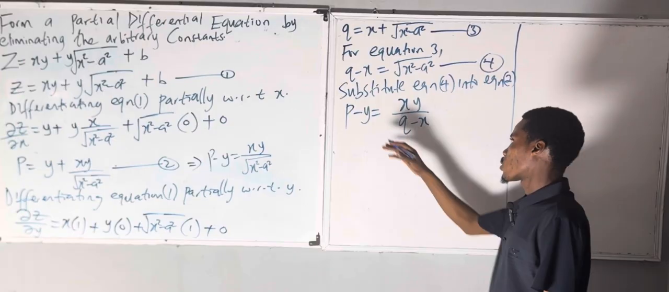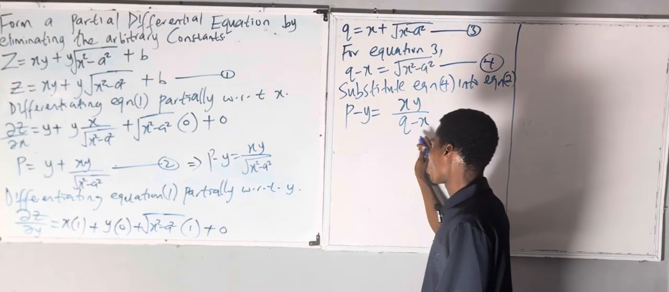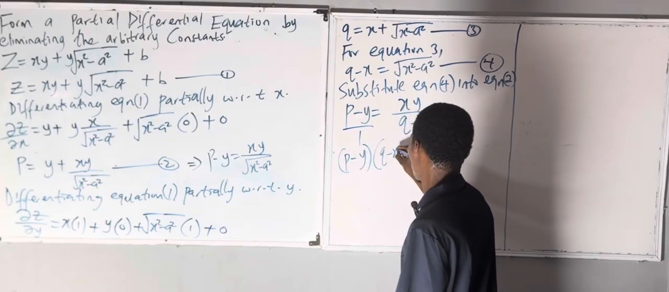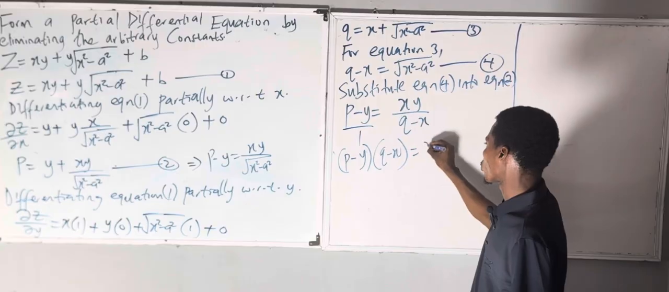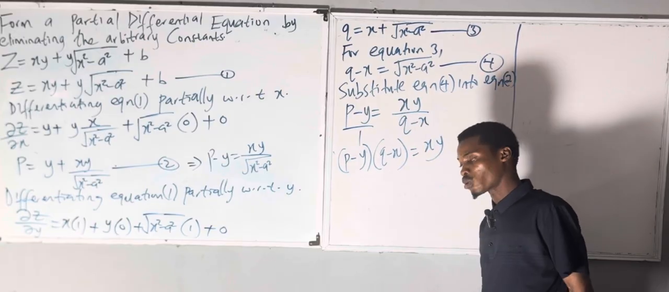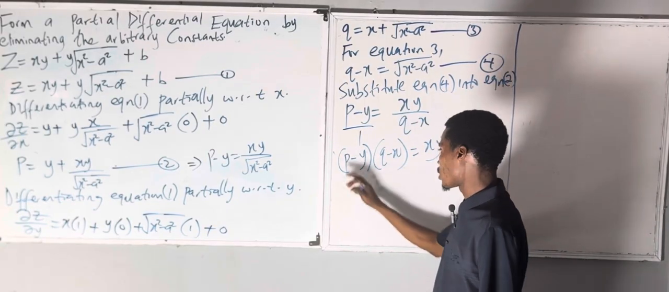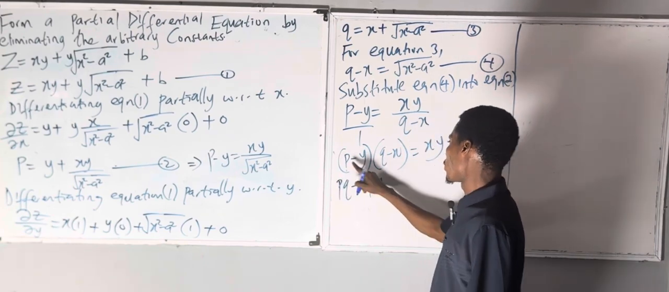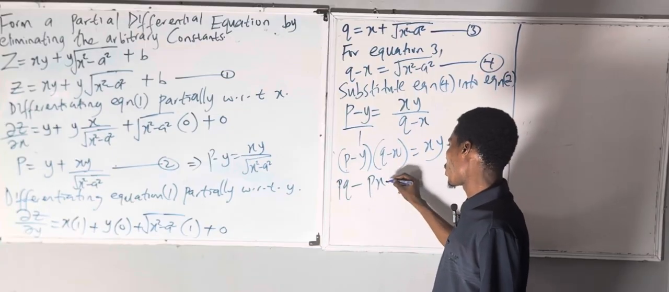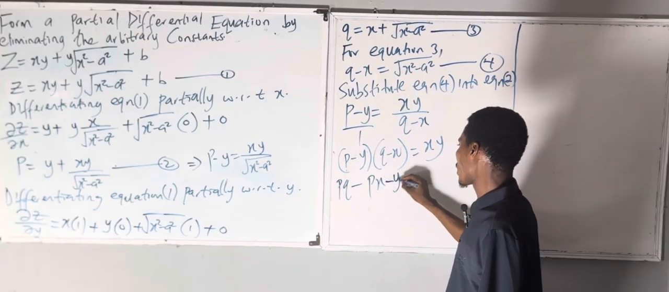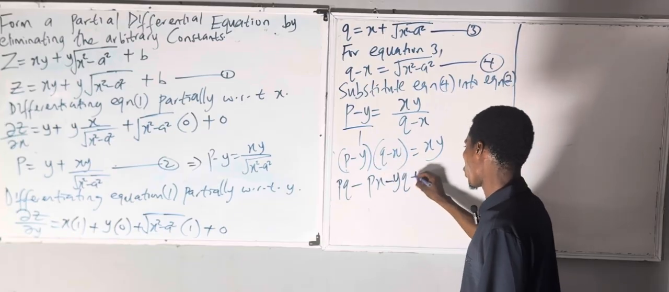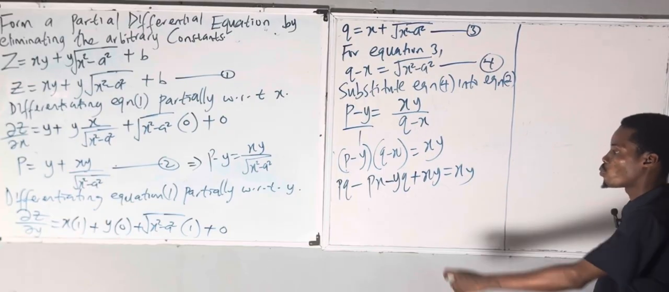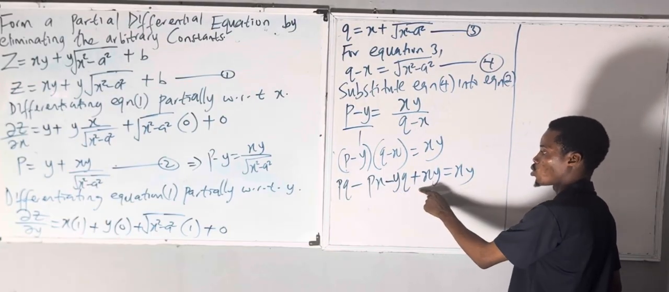So you can see from here, what I am going to do is cross multiply. If I cross multiply over 1, I'm going to have p minus y, multiplied by q minus x, is equal to xy. So let me open this bracket. p times q, pq minus px. Then y times q, yq, minus times minus is plus xy, is equal to xy. So you can see from here that pq minus px minus yq plus xy is equal to xy.